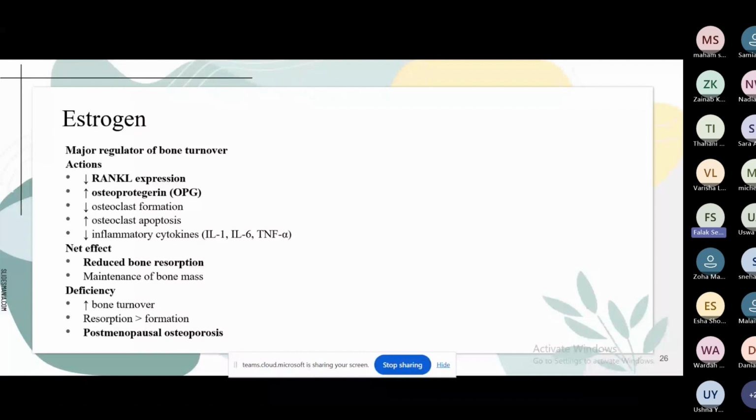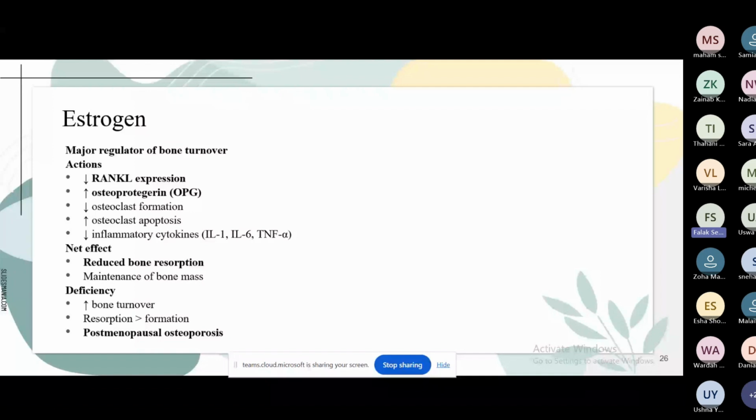So it just functions like the calcitonin because it's decreasing the bone resorption. Okay, so net effect, reduce bone resorption, and it's responsible for the maintenance of bone. So whenever estrogen deficiency is there, especially in the postmenopausal women, there is increased chance of osteoporosis in these women because estrogen is no longer there or it's very low in amount. So that osteoclast formation, apoptosis, they're all decreased.